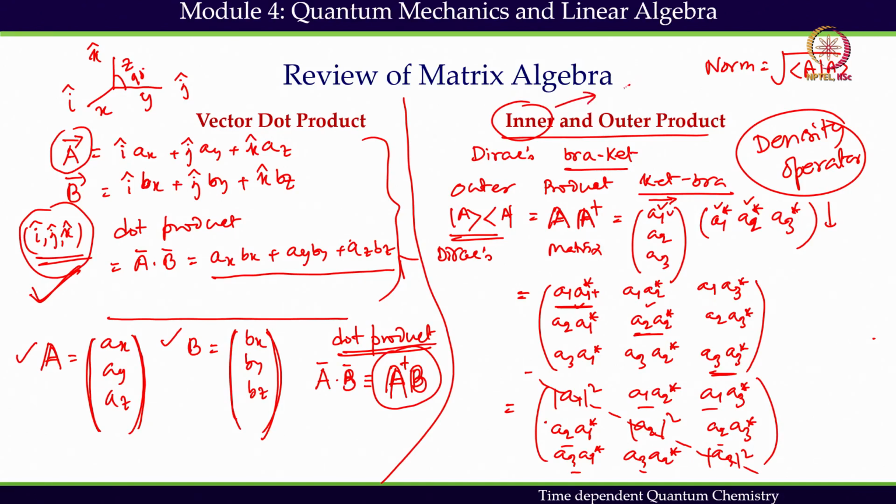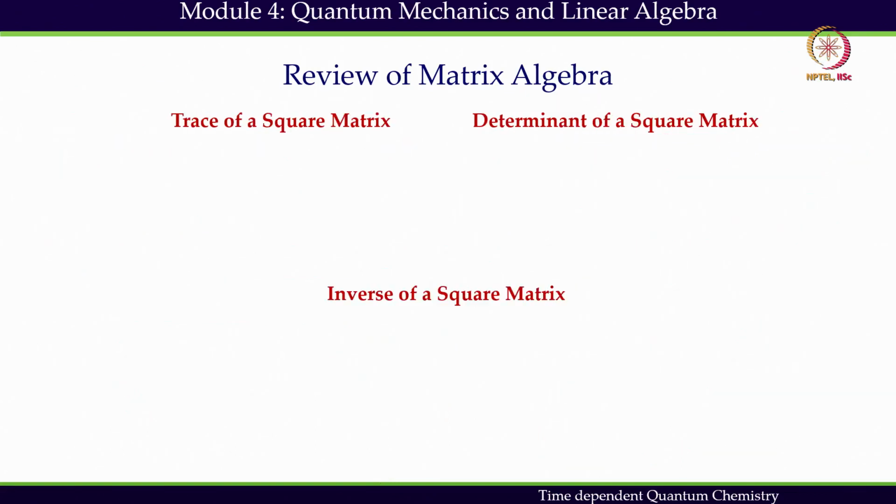where I have presented like this way. We will move on, we will present the trace of a square matrix. Trace of a square matrix is the sum of all of its diagonal elements.